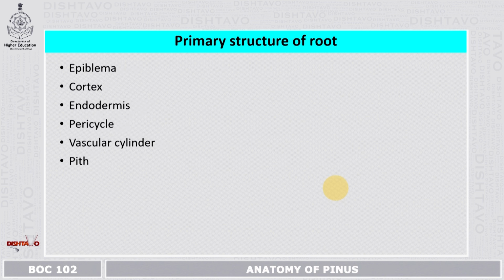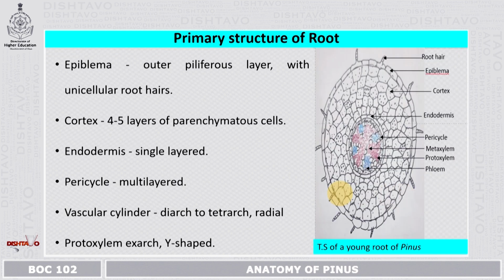It consists of the following layers: epiblemma, the cortex, endodermis, pericycle, vascular cylinder and the central region, the pith. The primary structure of the root consists of the epiblemma. You can see this outermost layer is the epiblemma. It is the outer piliferous layer with unicellular root hairs. These are the unicellular root hairs.